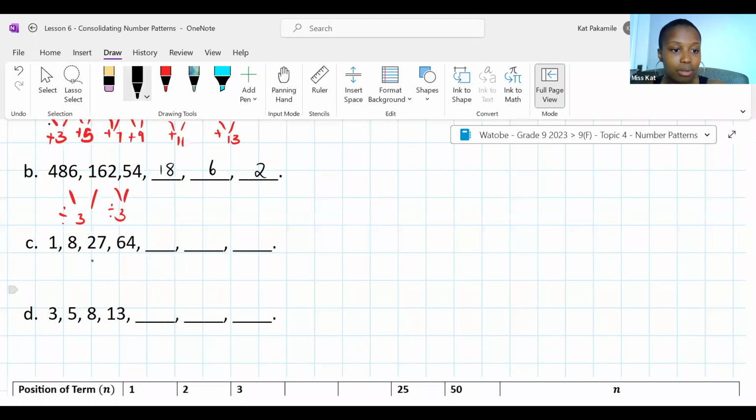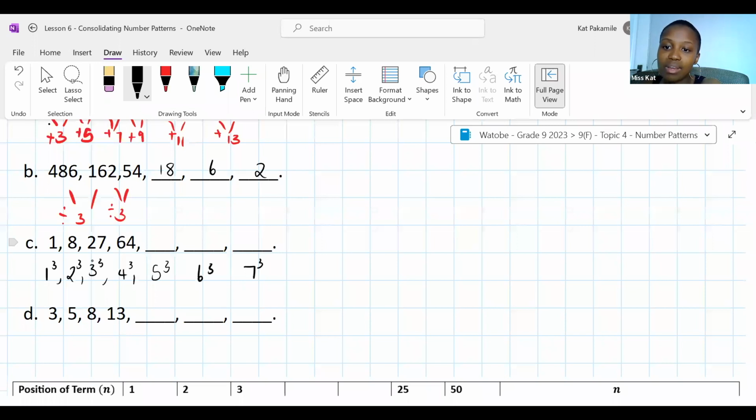So 1 would be 1 cubed. 2 cubed is 8. 3 cubed is 27. 4 cubed, 64. This is grade 9, Nikhil. Are you in the right class? 5 cubed, 6 cubed, and 7 cubed. Now tell me, what are my next 3 terms?